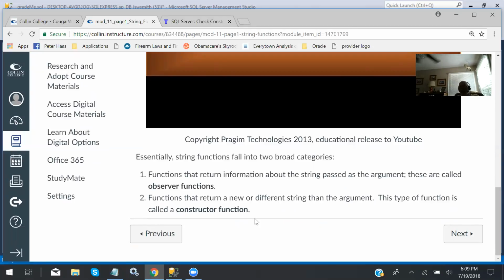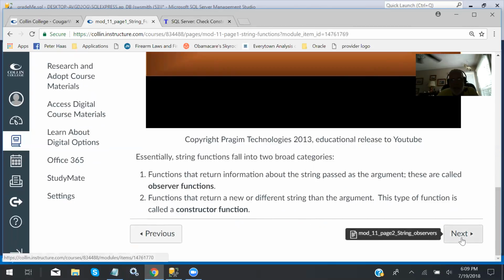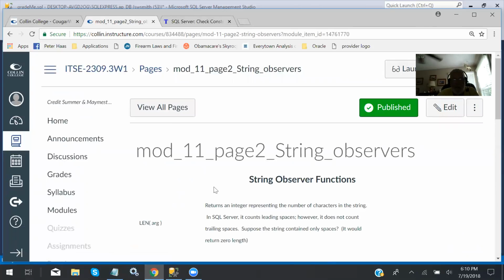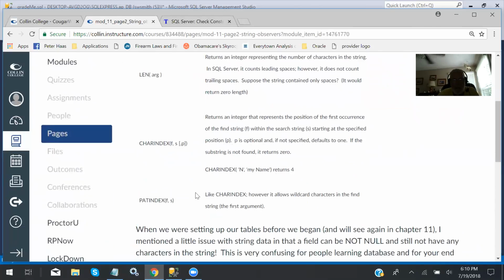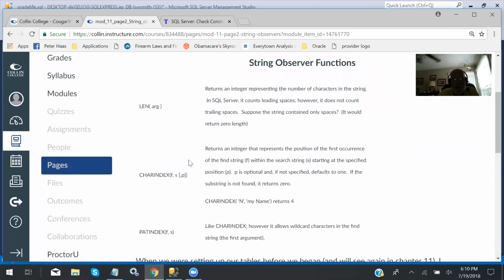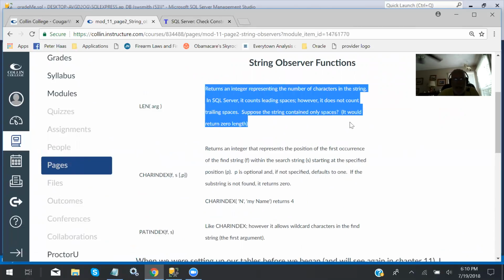So the concatenation function puts 2 strings together and returns them jammed together. We've seen that. You can replace something in them and stuff like that. Let's talk about the observers first. Observer functions, there are 3 of them that are the biggies. There are a couple more, but the really big gorilla here is the LEN. That's probably the most commonly used one.